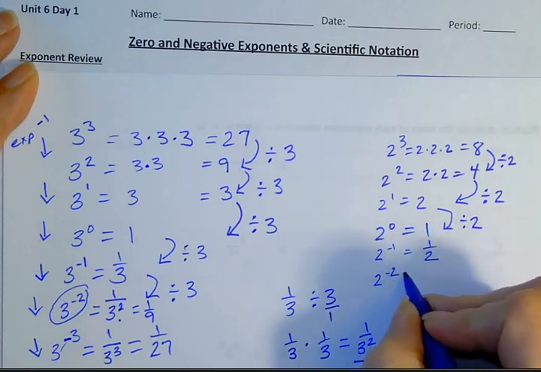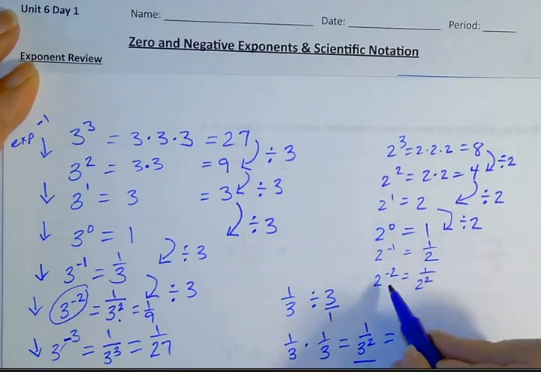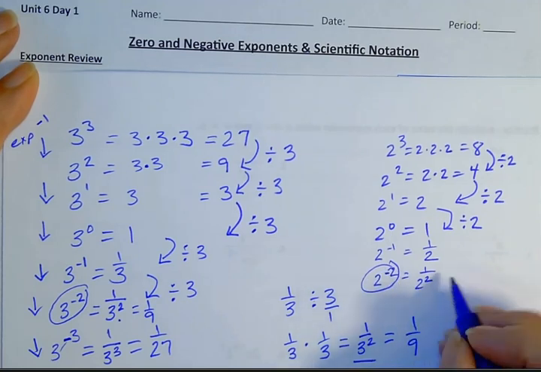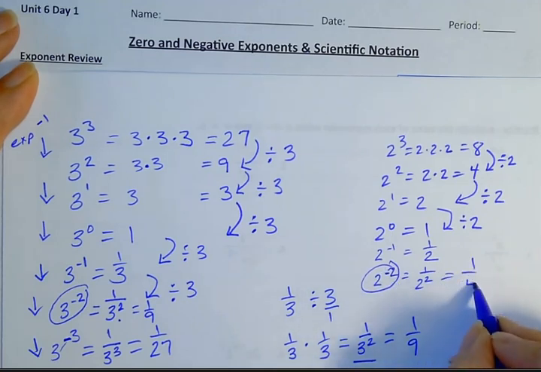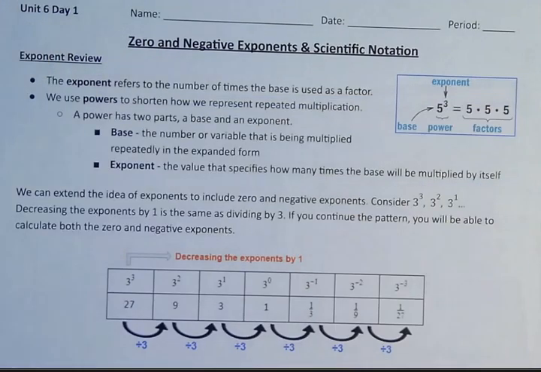2 to the negative 2 is going to be 1 over 2 squared, right? I put all of this in the denominator and I made that negative become positive. And I also know 1 over 2 squared is 1/4. Okay, so that's a whole lot of information, but it's also the same information that you can see right here in this chart.